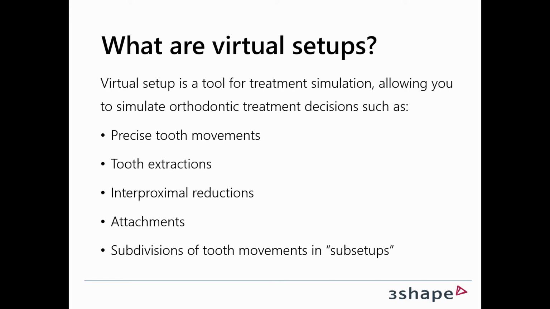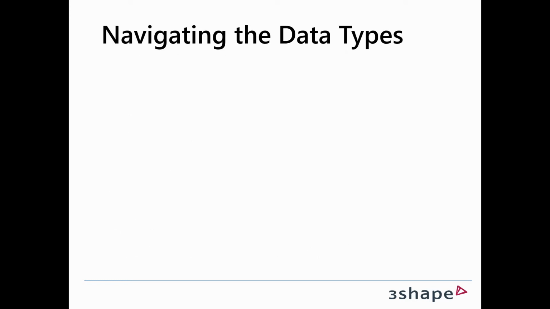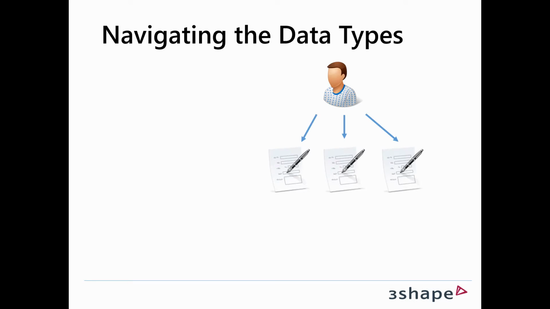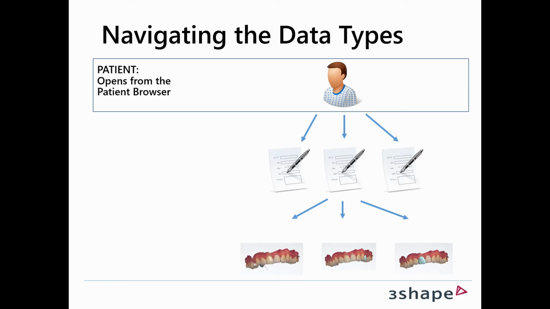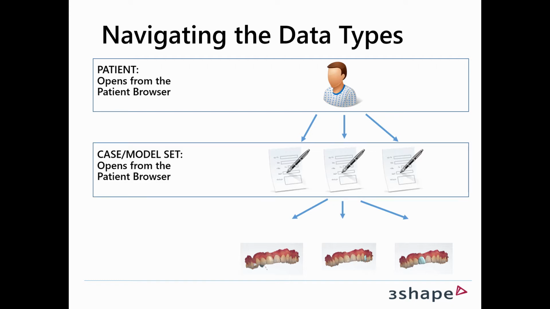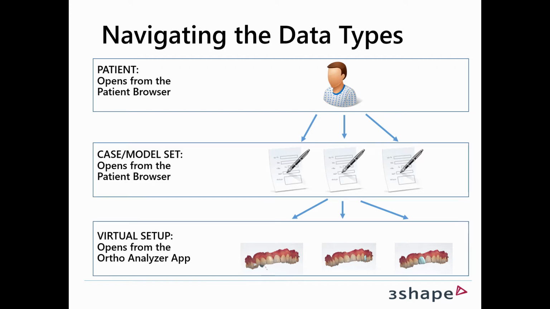So a little word on navigating the data types here. On the top we have the patient, as you know, in the patient browser. As you know from previous videos, a patient can have multiple models or cases associated with it, and each case or model can have multiple virtual setups associated with them. The way it's navigated is that the patient is available from the patient browser. The models or cases are also available from the patient browser. But the virtual setups are available directly inside the Ortho Analyzer application where the Ortho Planner module is.